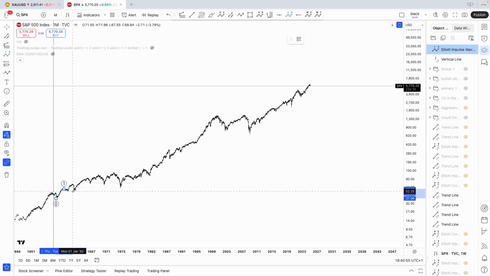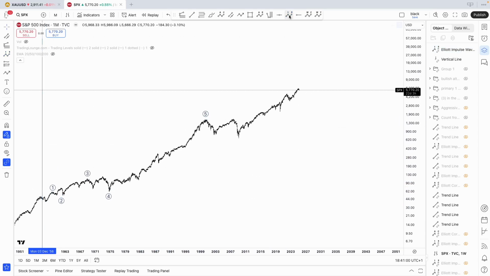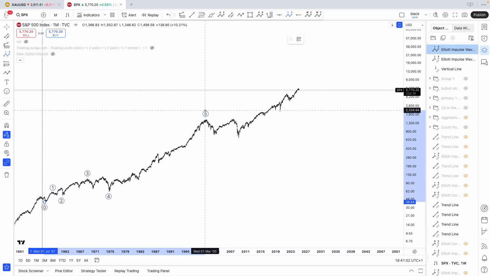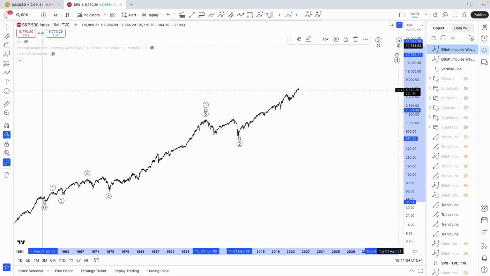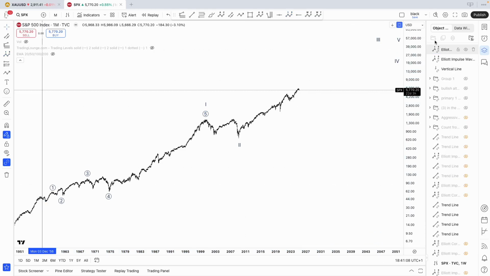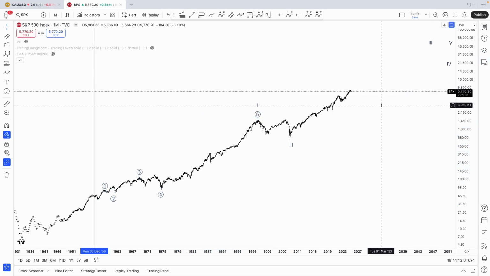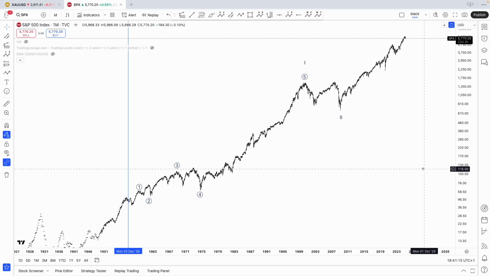So 1, 2, 3, 4, and 5. That would be extremely bullish. Wow. Think about it. This would be nuts. But possible. Okay, let's zoom back in.